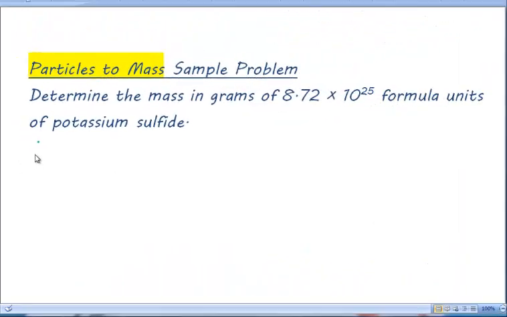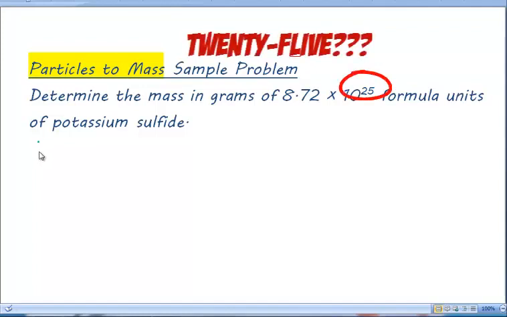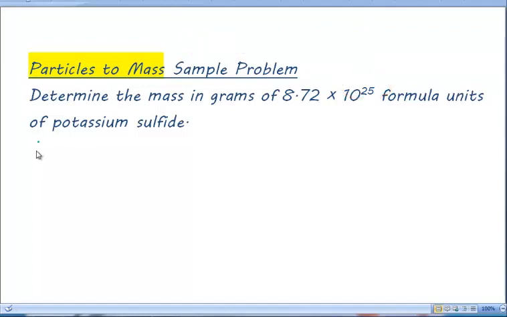Here's our particles to mass sample problem. Determine the mass in grams of 8.72 times 10 to the 25 formula units of potassium sulfide. Of course, the first thing I really want to do here is determine the formula for potassium sulfide. Potassium, from the handout of common oxidation numbers, is K plus 1. Sulfide, capital S, 2 minus. Remember, the rule for formula writing, the sum of the oxidation numbers must equal 0. Well, if that's the case, then potassium sulfide has a formula of K2S.